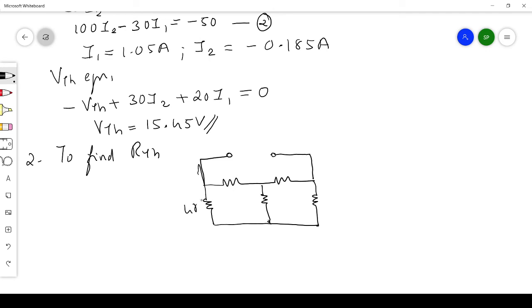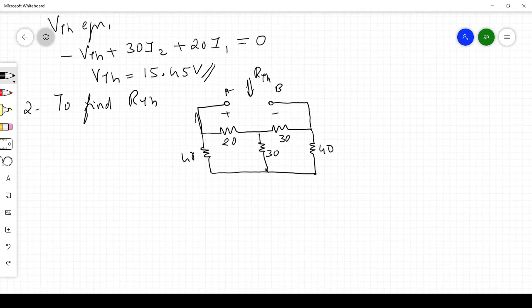Here this one is 40, this is 20, this is 30, this is 30, and this one is 40. And here we have terminals A and B, with plus minus VTH. We'll be looking into the circuit to find RTH. Sorry, I can't write this as VTH. It is RTH because we have shorted that voltage source.